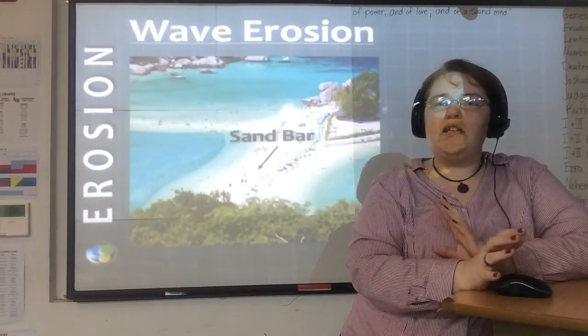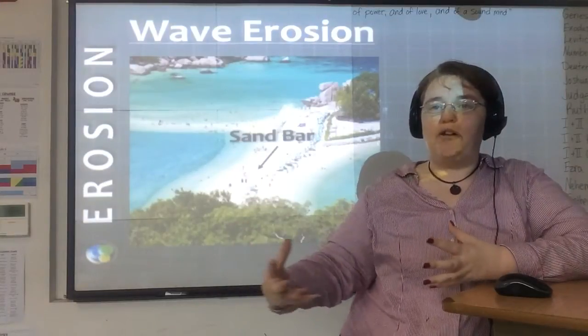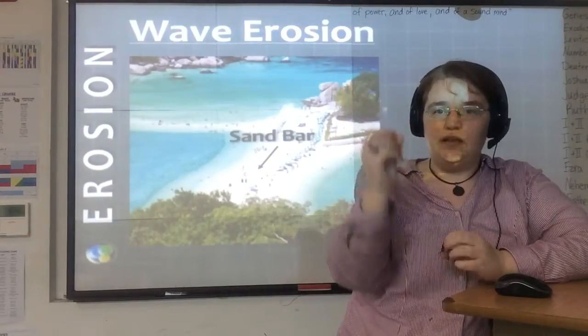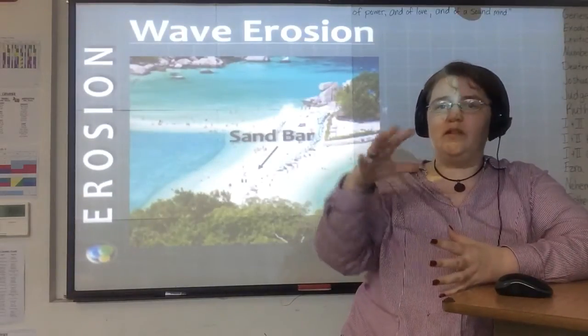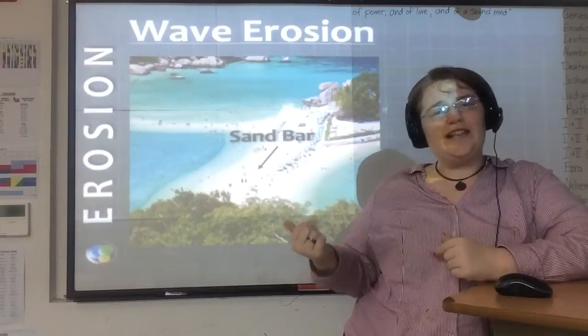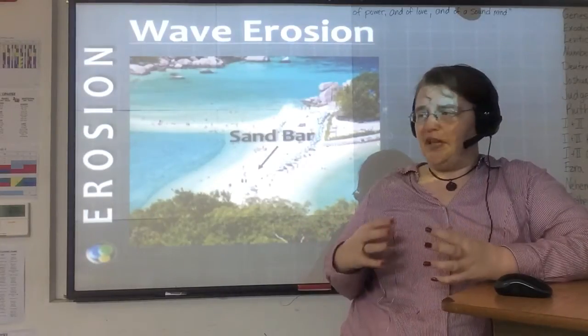Okay. We also get things called sandbars. All right. In wave erosion, water is coming in with sediment and it's depositing it. And when that happens, sediment will build up, causing a sandbar. Now, in this case, it looks really pretty. This is a place for people to go on the beach and enjoy themselves.